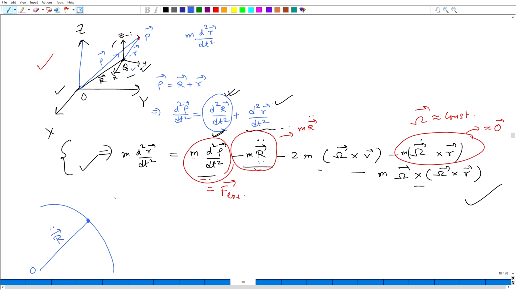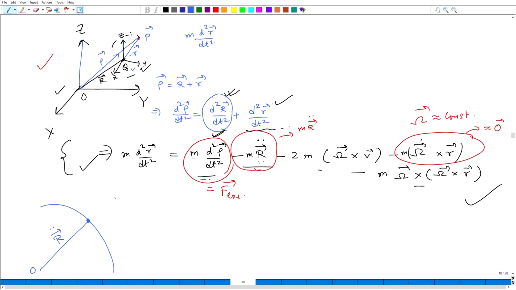Now, what about the person's R double dot? Is this fixed? Of course, the modulus R is fixed, but you have to understand that the person is actually moving with respect to the spin axis of the earth, and it actually moves with an angular velocity omega, which corresponds to the spin motion of earth.